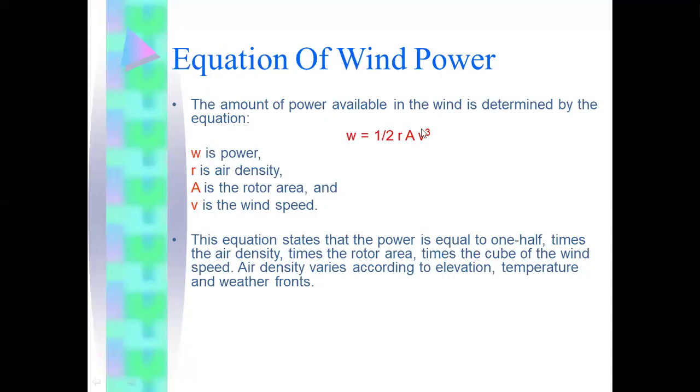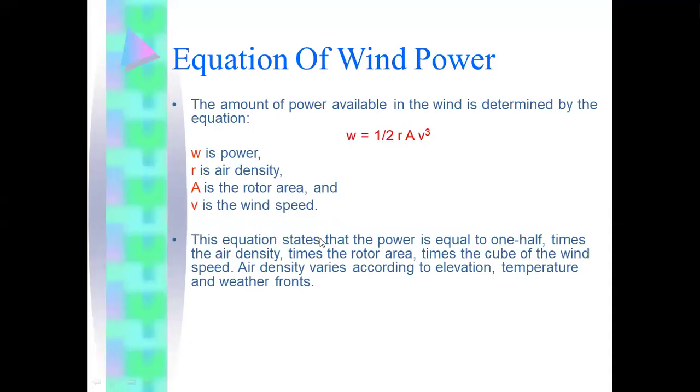And we can see that V has a cube, and it means the wind power is mainly dependent upon the wind speed. Because of this cube or third power, other factors also play a role, but the role of velocity is high as compared to other parameters.